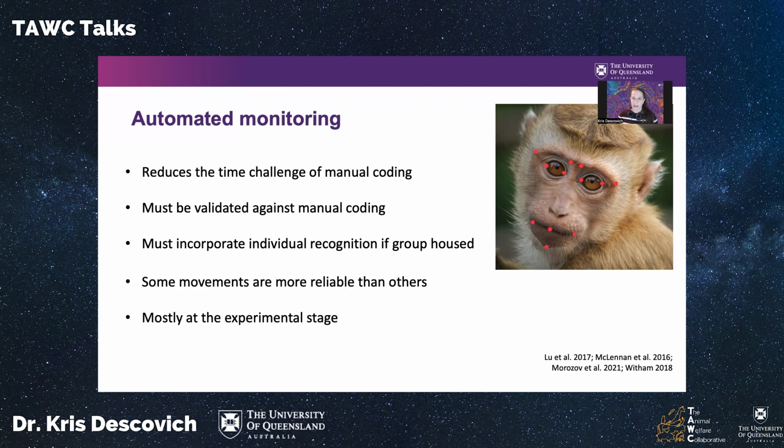There are some tricks with doing this. For example, if you're working with group housed animals, then of course the system also needs to be able to individually recognize different individuals within that group. And they also still need to be manually validated. So these systems are mostly at the experimental stage, in terms of people using them in research, but most of the systems that are being used are still at the bespoke research stage where individual research teams are actually developing these and applying them.